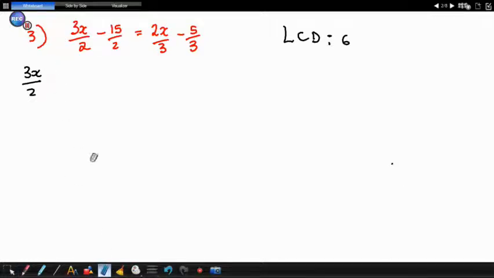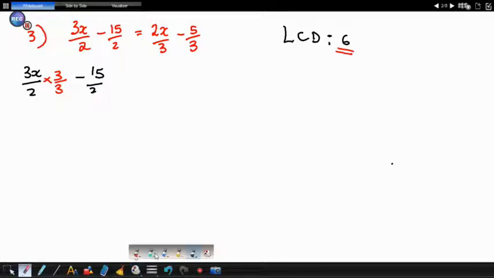Let's just change the color. Times by 3 over 3. In that case, we know that 2 times 3 will give us 6, so that means the denominator will be 6, right? We move on. Then we go to minus 15 over 2. And what are we going to multiply by? We are going to multiply by 3 over 3. Right, equal to.